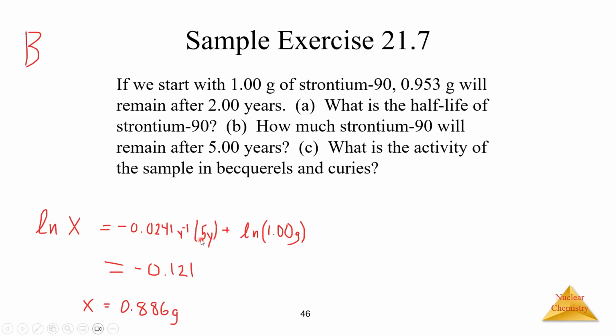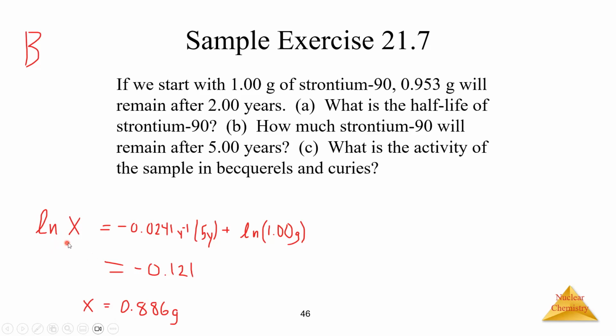times time, which in this case is going to be 5 years, and it really should have 5.00 to represent the 3 significant figures there. But then plus the natural log of that original amount, that 1 gram. And we'll see this entire right-hand side, when we take the natural log and add it to the product of these two terms, is going to give us a value of negative 0.121.